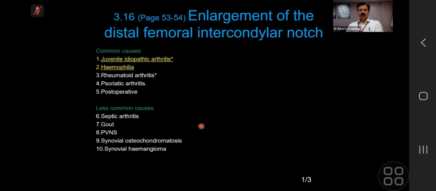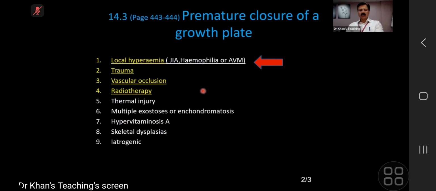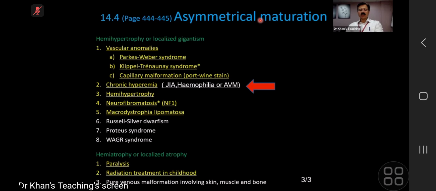So enlargement, this is first differential diagnosis, enlargement of the distal femoral intercondylar notch, JIA and hemophilia are up there. There can be so many other causes. And this is differential diagnosis 14.3, premature closure of growth plate and local hyperemia, JIA, hemophilia up there. There is another one, which is asymmetrical maturation, 14.4. And again, chronic hyperemia, as in JIA and hemophilia, is there.